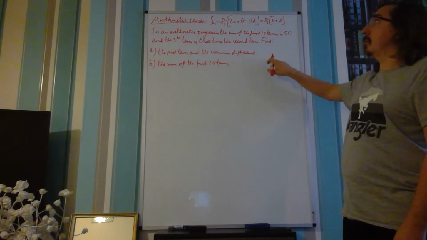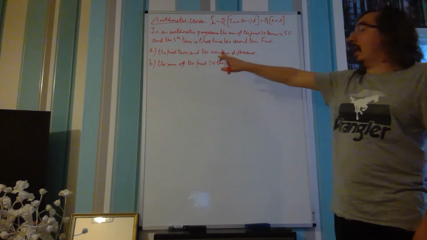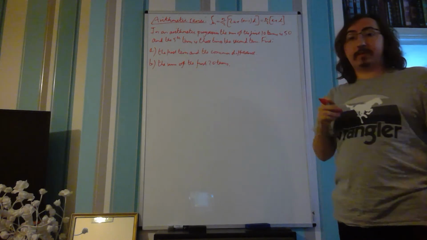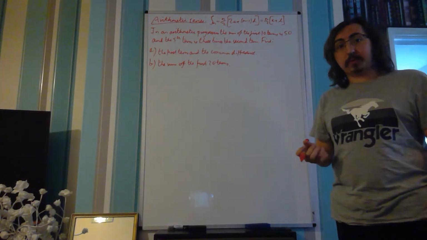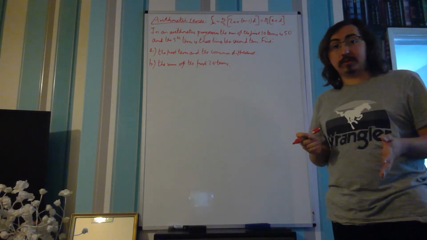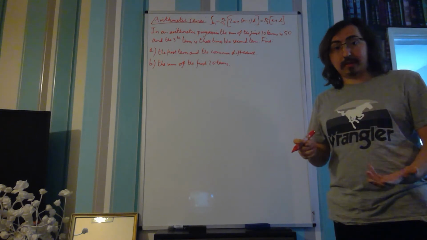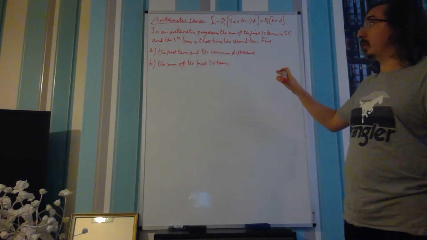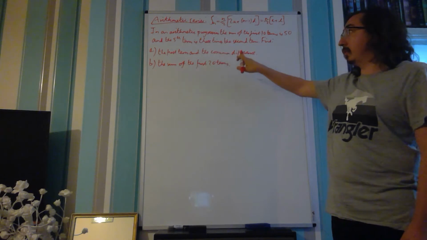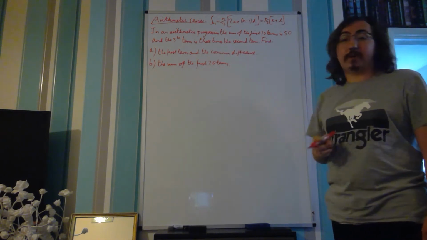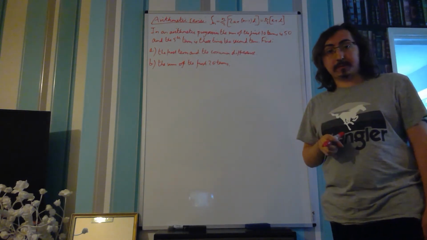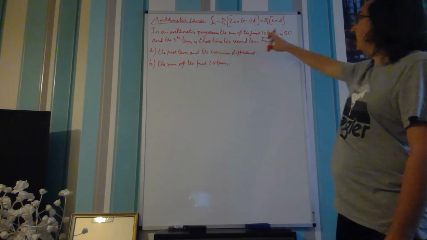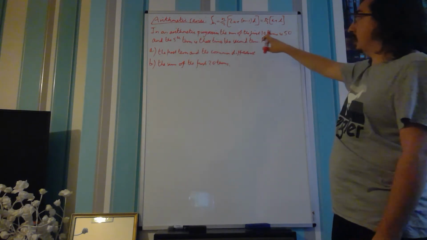So for part A, we're given some information, and typically with a problem in which we need to find the first term and the common difference, we're going to be setting up two equations and then we're going to solve them simultaneously. Once we have those, then we can use the value of the first term and the common difference to find the sum of the first 20 terms. So let's have a look at this information and see what we can extract.